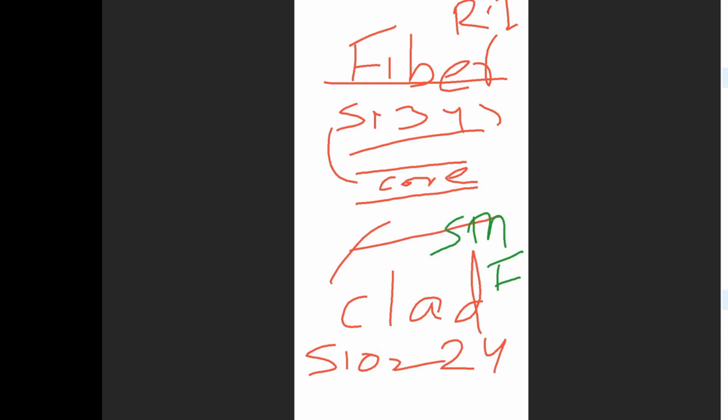multi-mode fiber, maybe more than 50 micrometer, or if it is a single mode fiber, the core size is very small, generally up to 10 micrometer. This is very small in size. And whenever the light falls on this, because of total internal reflection, your output travels from one side to another side of the system.